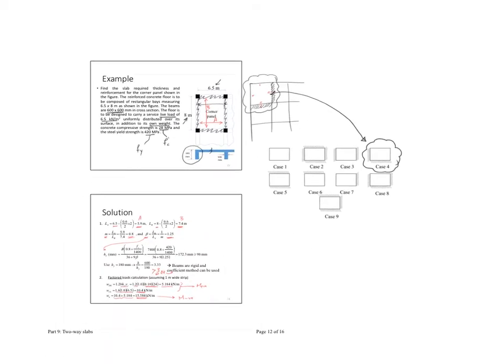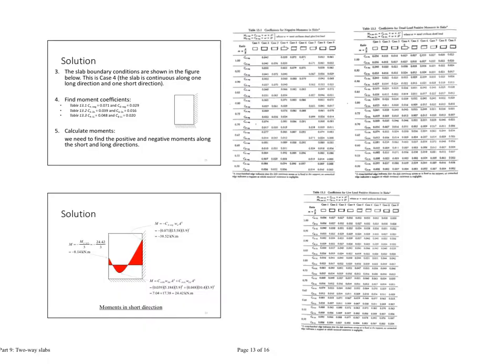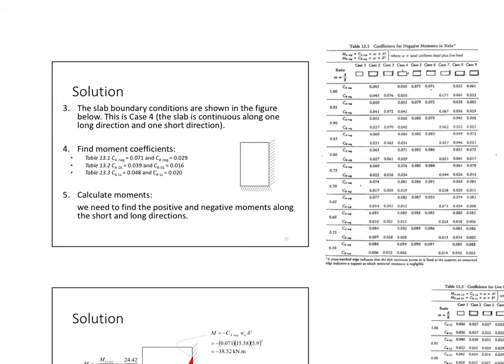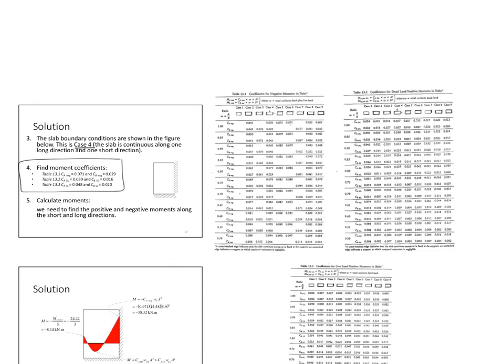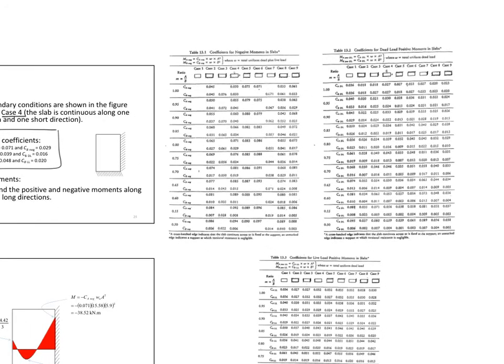Let's now proceed with the remainder of this example. Here we picked up case 4 for that slab. My next step is to find the coefficients from the tables. So I go to these tables. I have table 13.1 for negative moment, 13.2 for dead load positive moments, and 13.3 for live load. So this is dead positive, live load positive for 13.3, and this one is the negative moment in the slabs for both dead and live. So this is for the total ultimate.